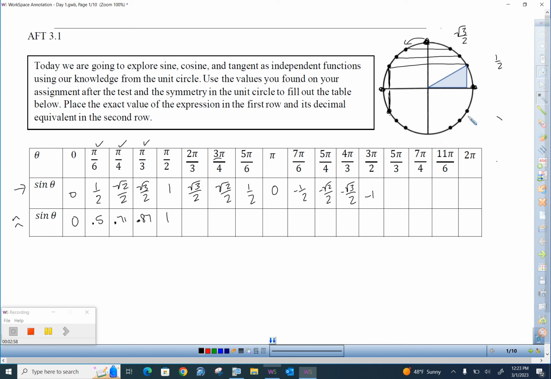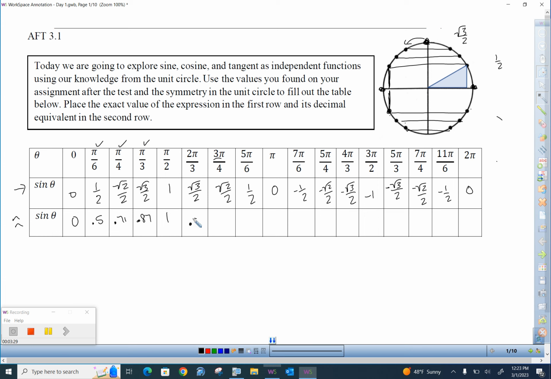Okay, then these three values I can match up this way again. Okay, they'll be at the same height, negative and all. So this next one goes actually with my 60-degree triangle again. So negative square root of 3 over 2. And then I go to my 45, negative square root of 2 over 2. And then I go to my negative 1/2. And I end back up at 0. And we'll just fill in those decimals.